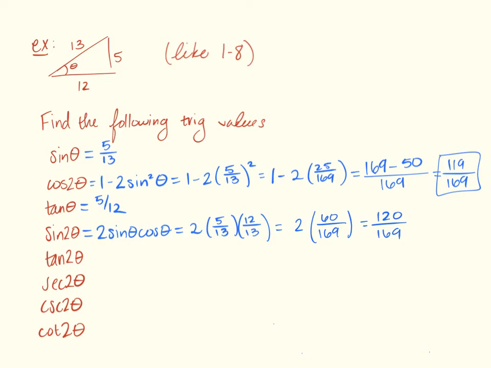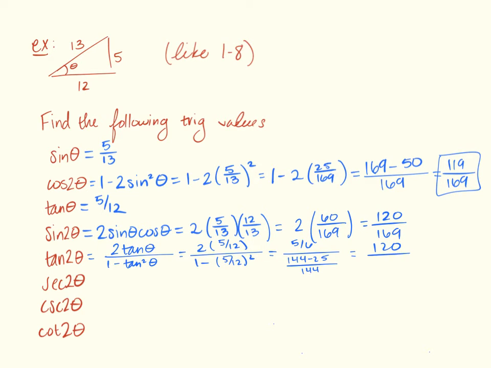Then I need to find tangent of 2 theta. So I'm going to use a formula on this one. So I've got 2 tangent theta over 1 minus tangent squared theta. Tangent theta is 5/12, so we've got 2 times 5/12 over 1 minus 5/12 squared. So this is 5/6 over 144 minus 25 over 144. So this then reduces to 120 over 119, which is the same thing as sine of 2 theta over cosine of 2 theta.